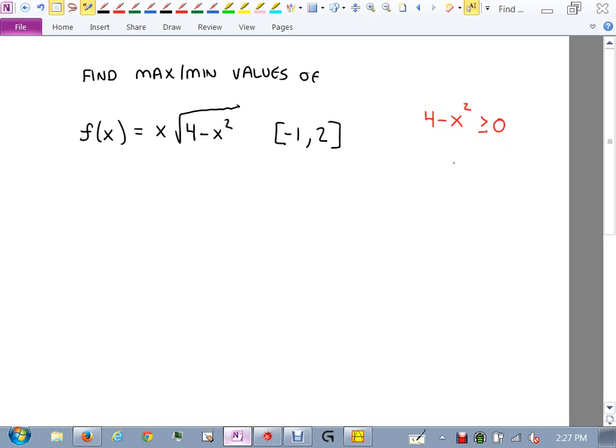So just move the x squared over. And so we're saying whenever x squared is less than 4. So let's just look at this interval here. If I plug in 2, am I good? Okay, if I plug in -1, am I good? If I plug in something between them, let's say 0, am I good? Yes? Looks like everything in that interval is going to be okay. So my function looks like it's well defined. It's continuous on the interval in question. So we should be able to use a closed interval method.